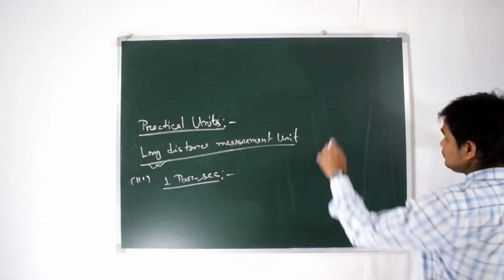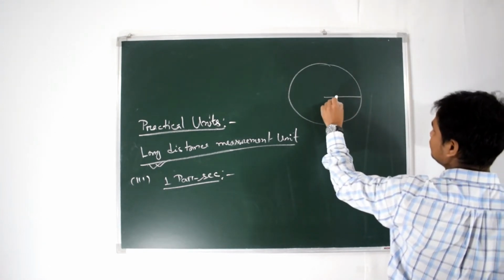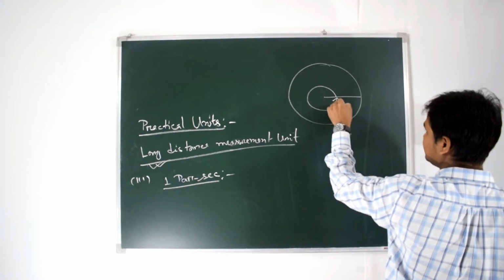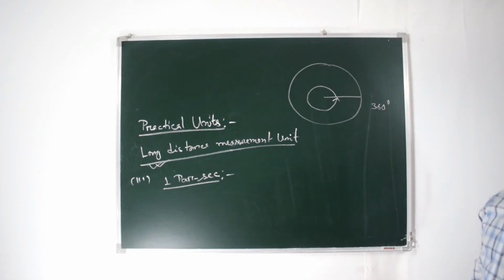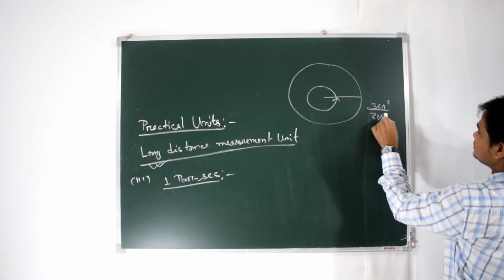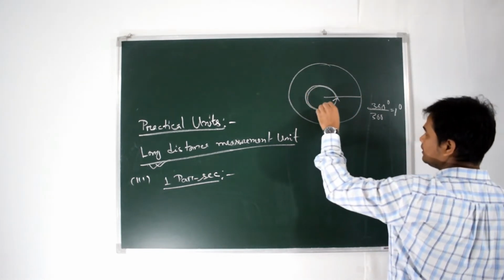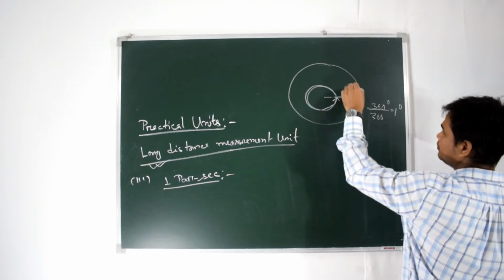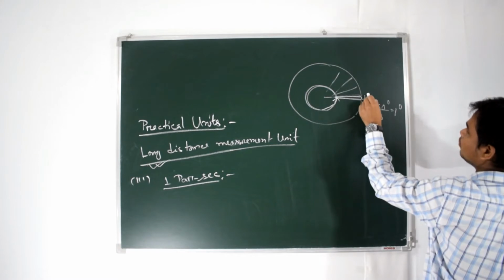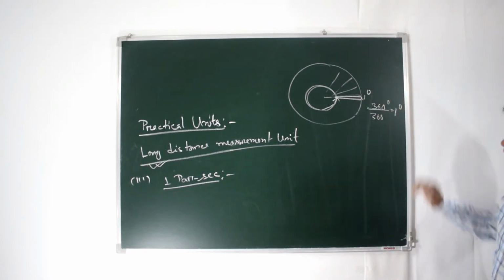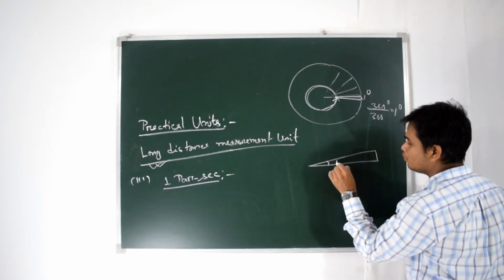Okay, this is a circle, so we can measure it like this. Its value is how much? 360 degrees. If we make 360 divisions, then its value is 1 degree. This is divided into 360 parts, and one part is 1 degree. Let's consider this is 1 degree.